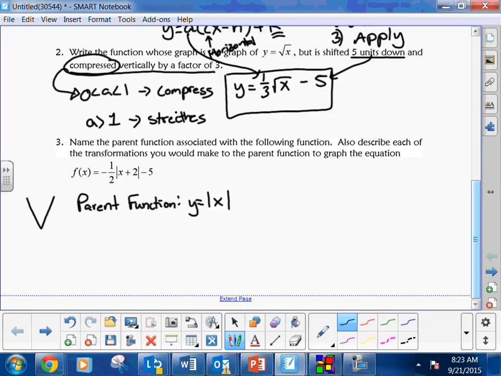All right, a couple of things are happening here. First of all, remember we said that using the general form of the equation, y is equal to a times the quantity (x minus h), plus k. The first thing I'm going to start with is this k, and this is going to shift it 5 units down.